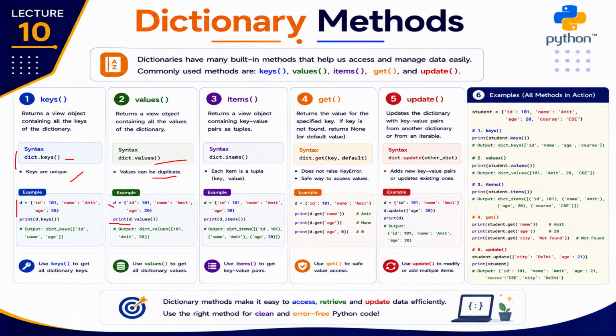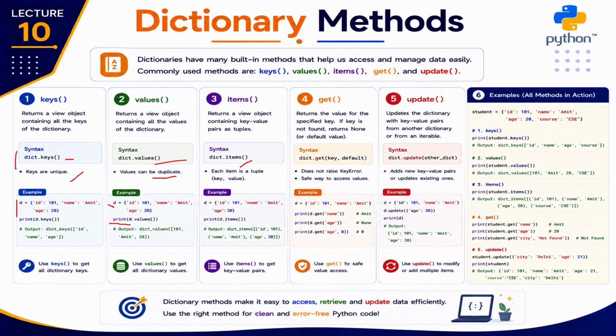Now the third method is items. It returns both keys and values together as key-value pairs in the form of tuples. The syntax is dict.items(). Now you can see the example. The items method is used, and you can see the whole dictionary with key-value pairs given in the output in the form of tuples. This method is commonly used when we want to loop through both keys and values at the same time.